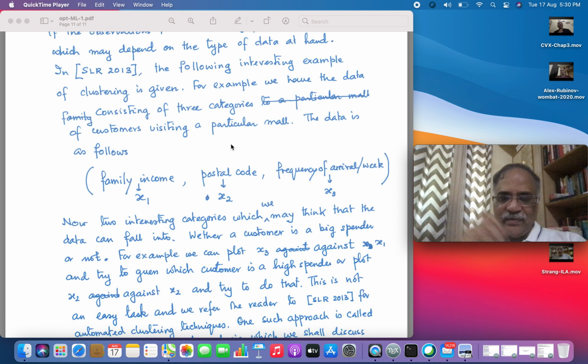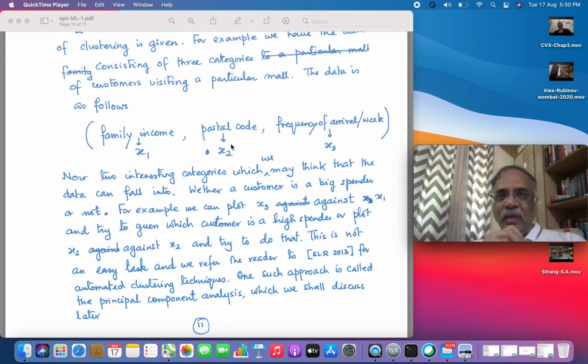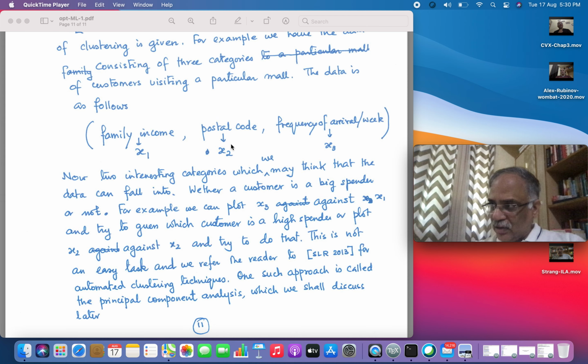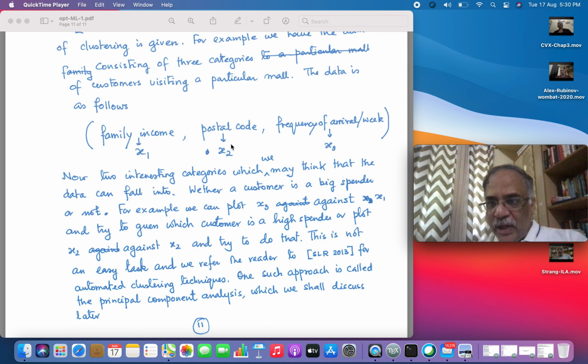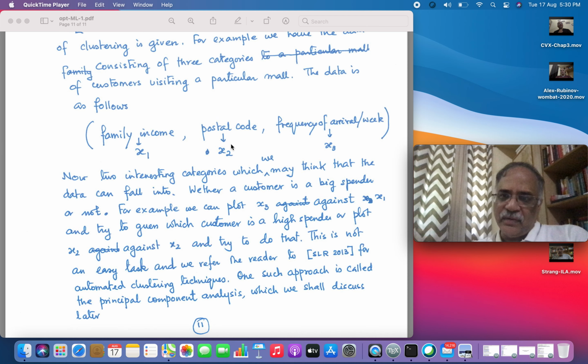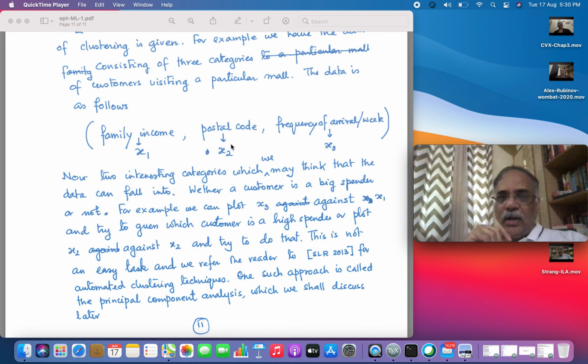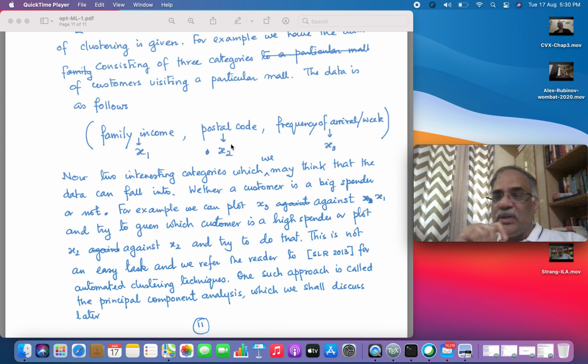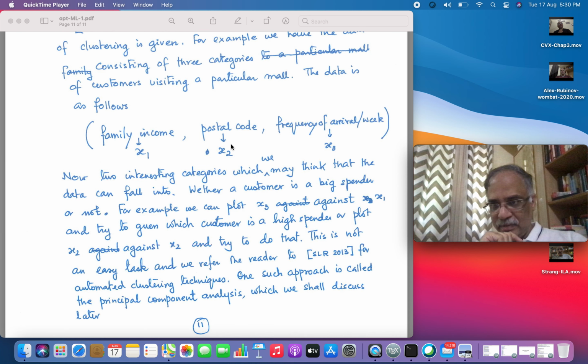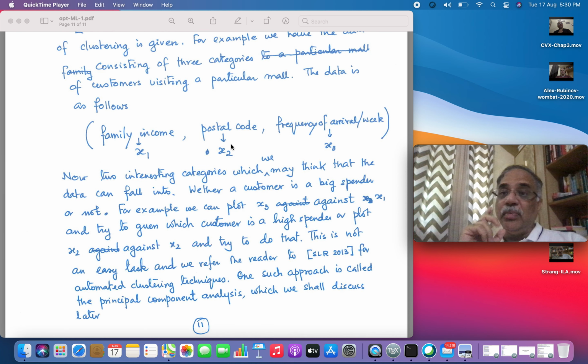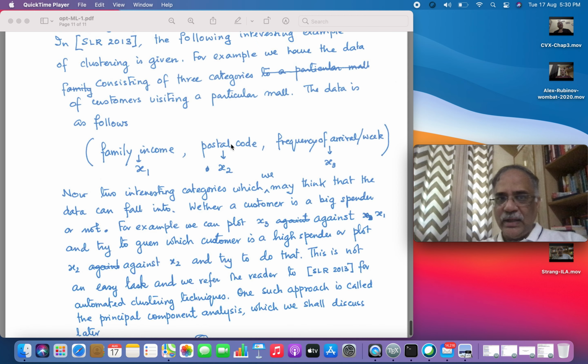Ultimately, the goal is to classify, right? So how do we do this clustering? One cluster of, say, high spending, another cluster of medium level spending, low spending, whatever. You can have several clusters. Now, given every data point, can you do it manually? No. So there must be some automated clustering techniques. Such an approach is called principal component analysis, which we shall discuss later. And with this, I stop my basic introduction to machine learning.